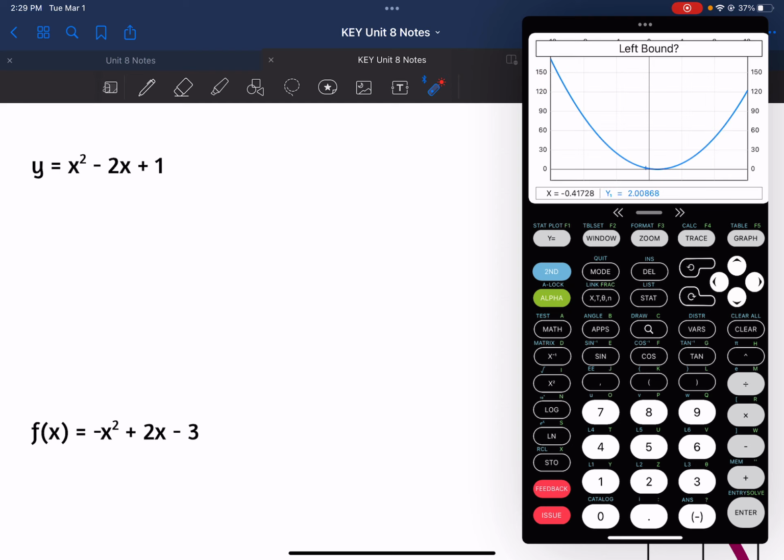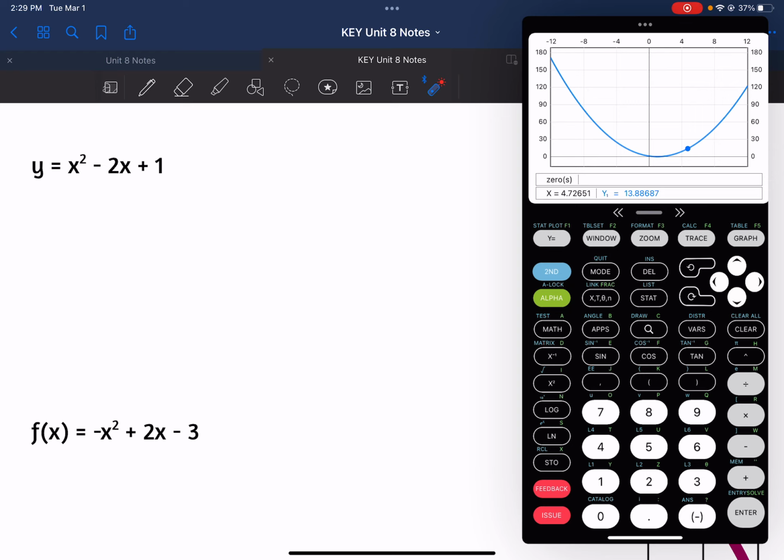I didn't hit my 0, so hit 2. So now we've got to do left bound and right bound to tell it what to scan between. I know for sure this is far enough to the left. I'm gonna go this way. What's far enough to the right? It looks like I only have 1. Bam. And then enter.